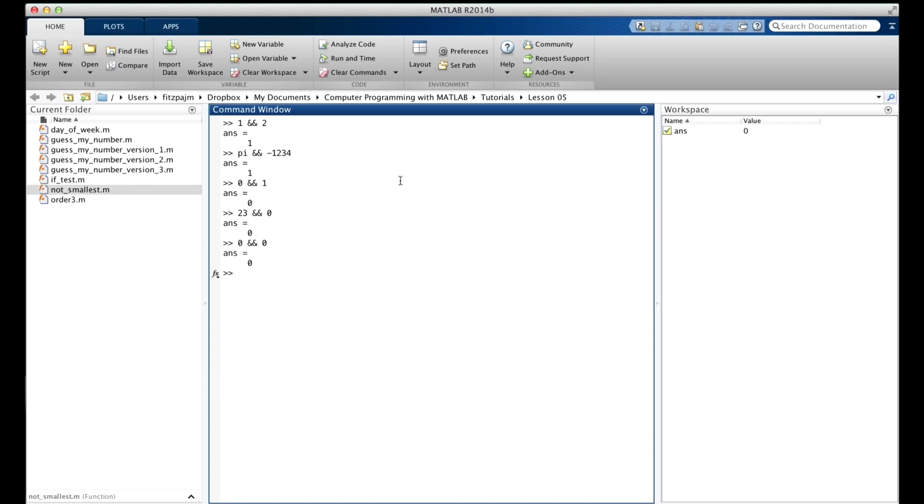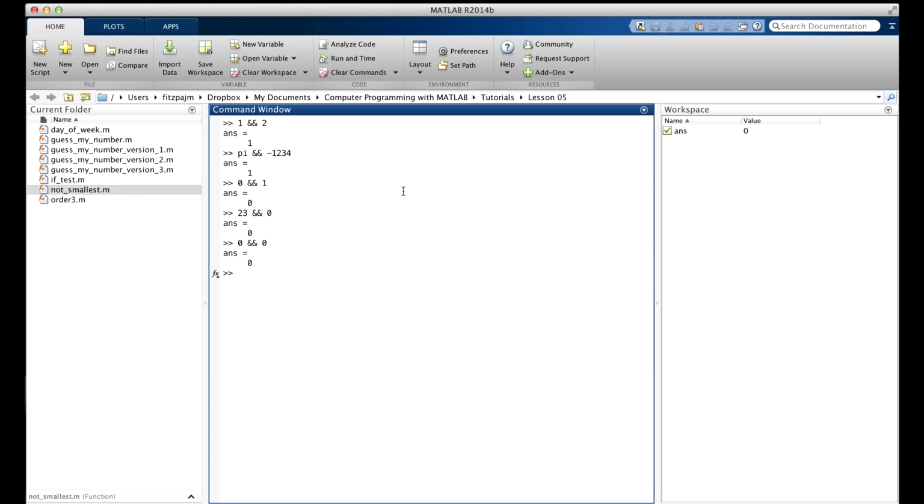No surprises here. When both of the operands of the AND operator are non-zero, which is equivalent to true, the operator gives true in the form of the number 1. But if either or both of the operands are 0, which is equivalent to false, then the operator gives false in the form of the number 0.